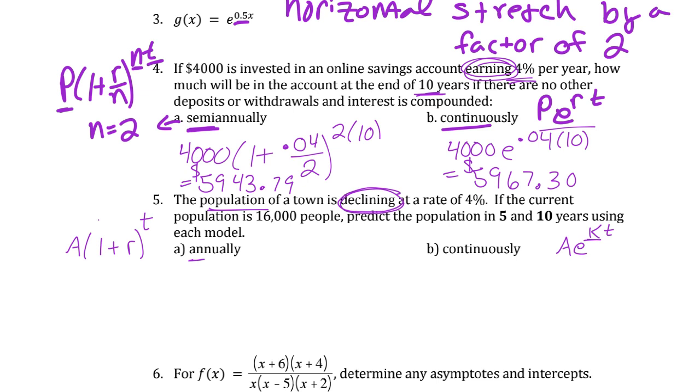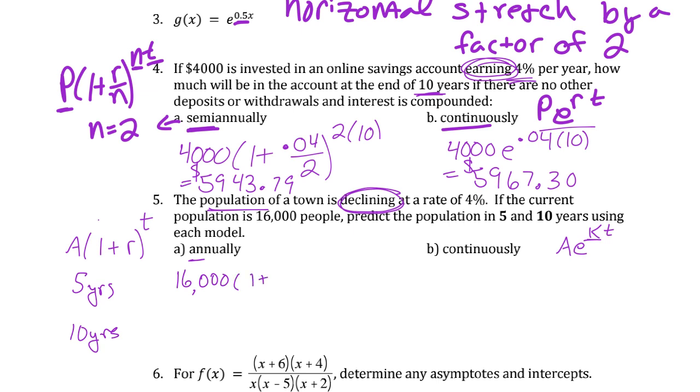Continuing here, because it's declining, that's a negative rate. Our amount is 16,000 people. And we want it for 5 years and 10 years. So I want to go 5 years here, and I'm going to go 10 years down here.